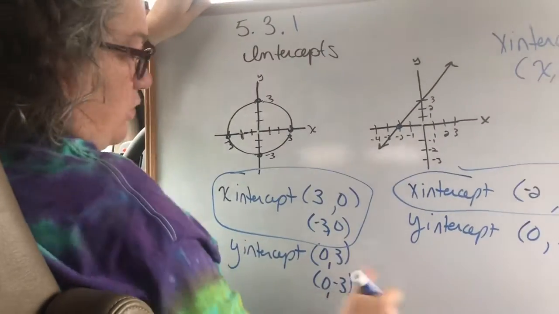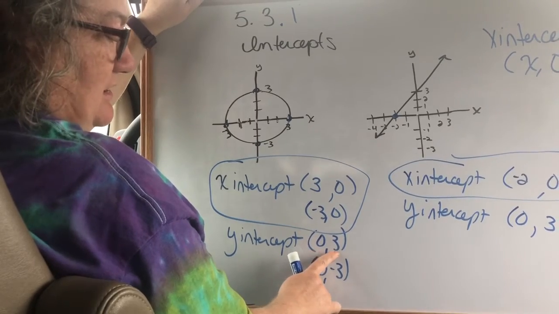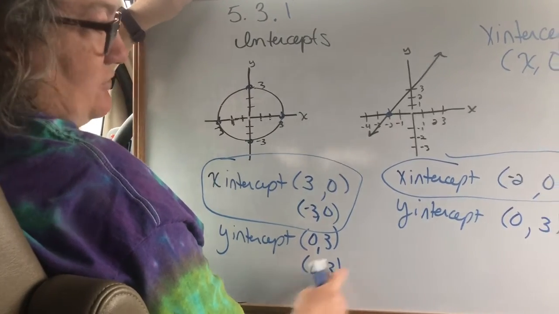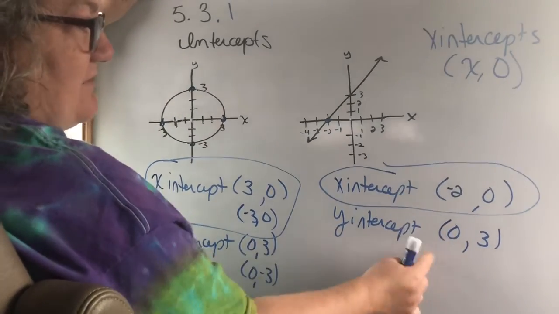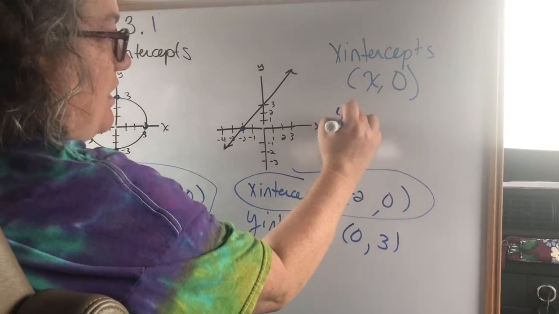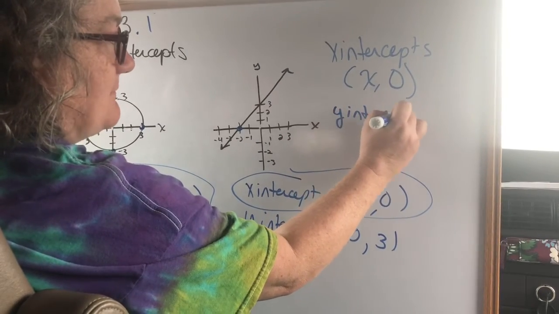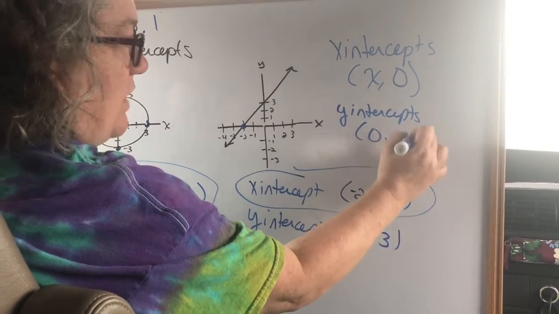Now looking at our y-intercepts, what do you notice? We have 0 and a number. 0 and -3. 0 and 3. So our y-intercepts always have a 0 for the x, and a y value.